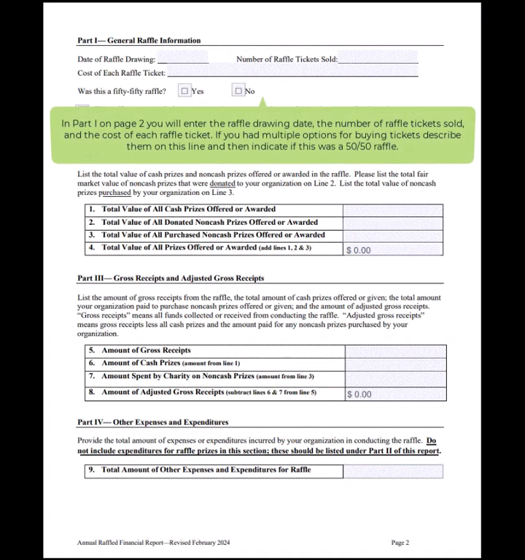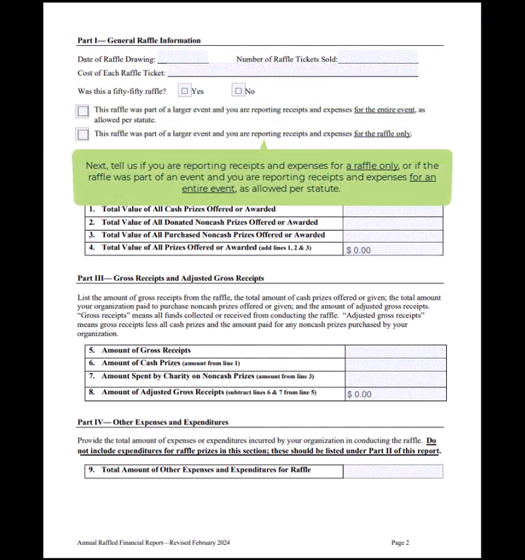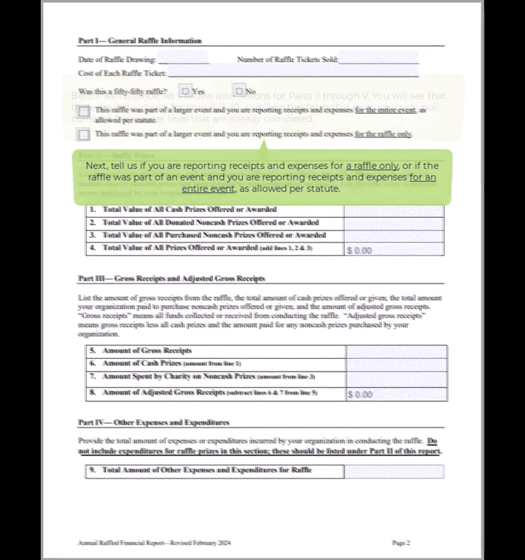In part 1 on page 2, you will enter the raffle drawing date, the number of raffle tickets sold, and the cost of each raffle ticket. If you had multiple options for buying tickets, describe them on this line and then indicate if this was a 50-50 raffle. Next, tell us if you are reporting receipts and expenses for a raffle only, or if the raffle was part of an event and you are reporting receipts and expenses for an entire event as allowed per statute.